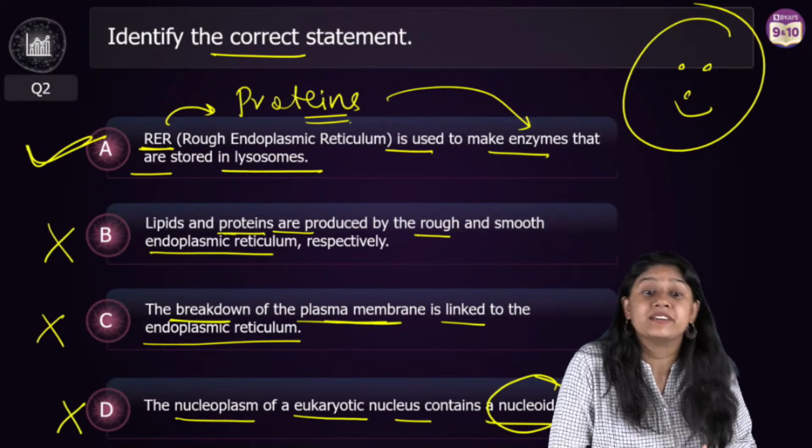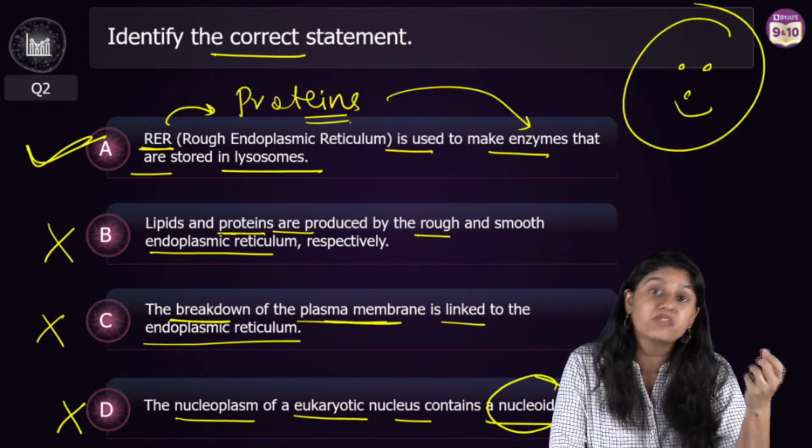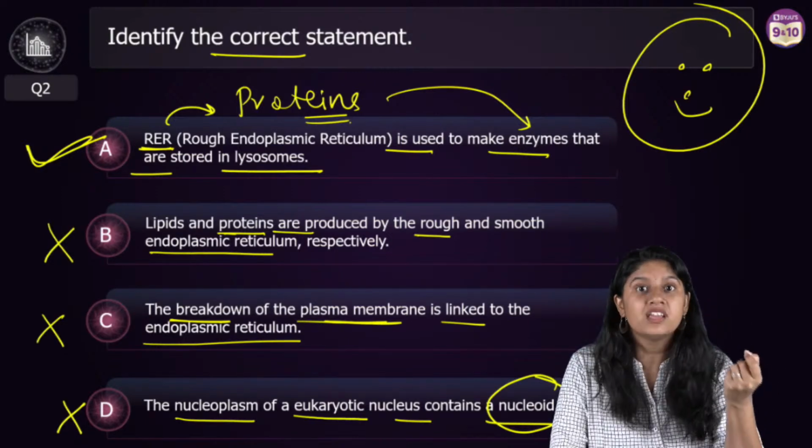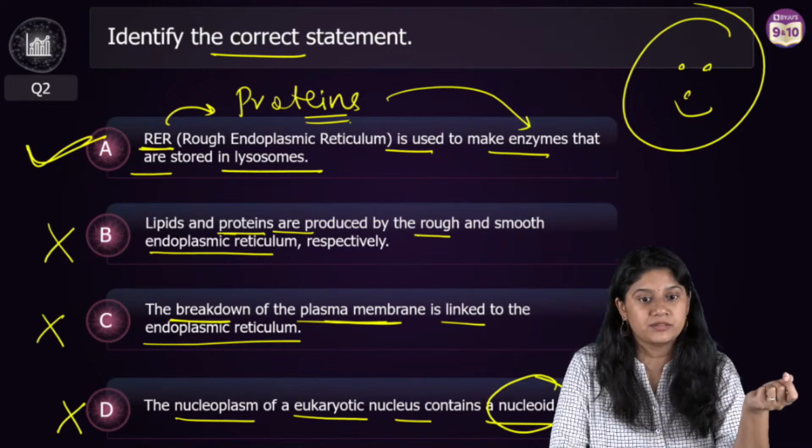I have explained. When we talk about plasma membrane making, membrane biogenesis, we see the involvement of the ER, both the rough endoplasmic reticulum and the smooth endoplasmic reticulum.